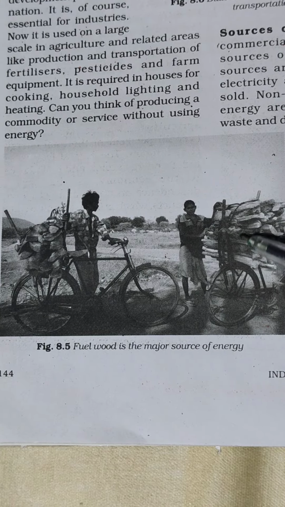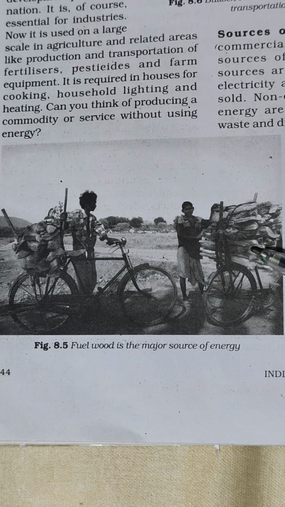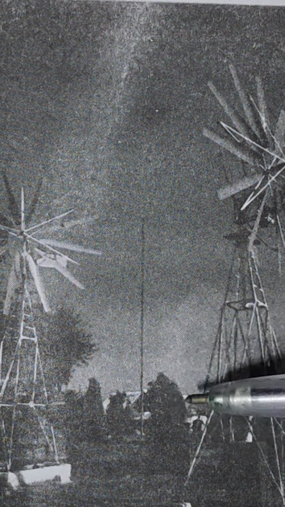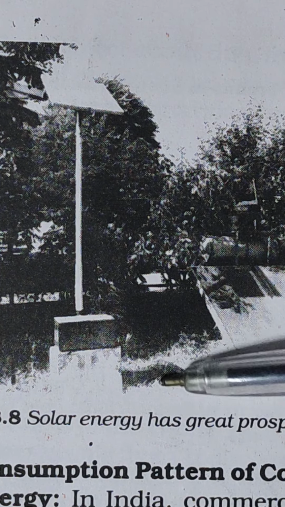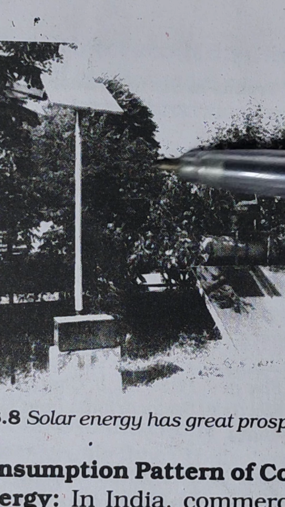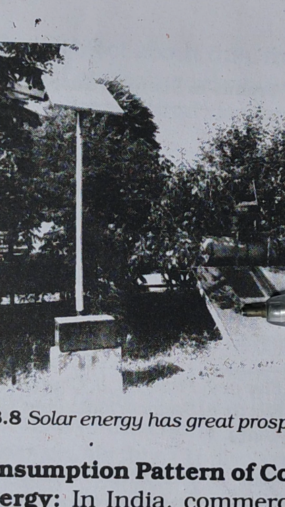Here you can see fuel wood. It is the major source of energy. Figure 8.7 shows windmill, wind energy, another source of generating power. Look at that. These are the windmills. So figure 8.8 shows solar energy that has great prospects. Look at this. These are the panels. They are also put up on the roofs of many houses or buildings nowadays.